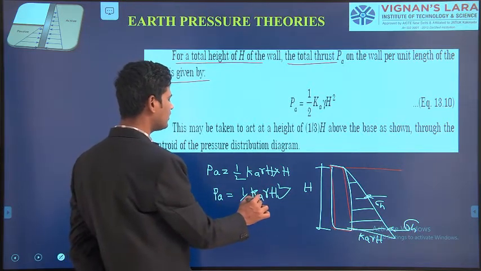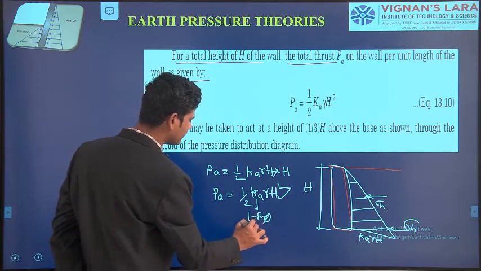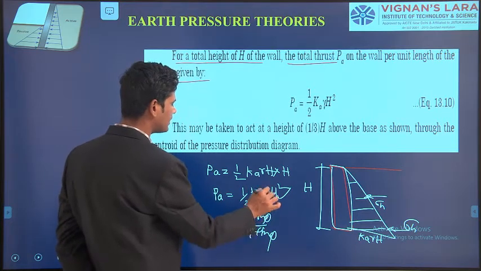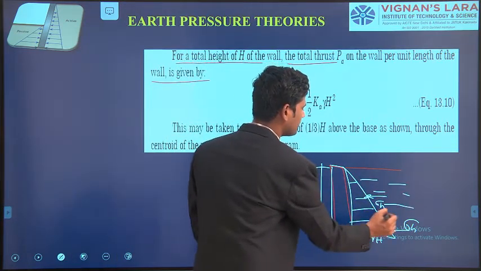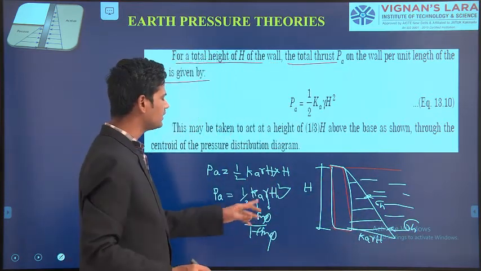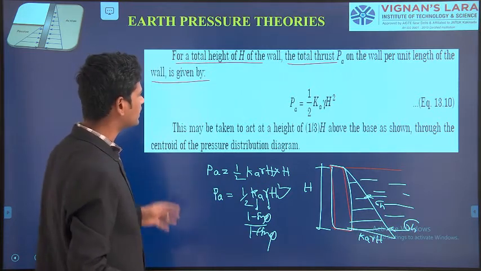Again, if you see here, Ka we are getting from 1 minus sin phi divided by 1 plus sin phi, where gamma is the unit weight of the soil available here in the backfill. In the backfill, what is the soil available here? That is having gamma. And H square, H is the height of the wall.